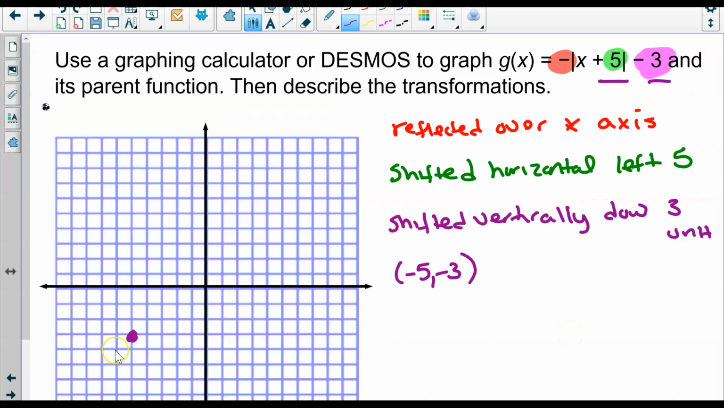Okay, and going through those points there were perfect. I'm just drawing a rough graph here. I didn't do point for point. I could plug it in and get 2 more points. Okay. So that's how you use Desmos to do it, and that's how you describe the transformations of each of those.